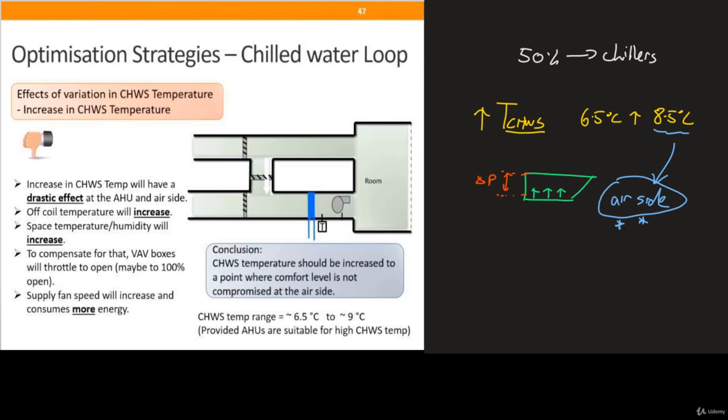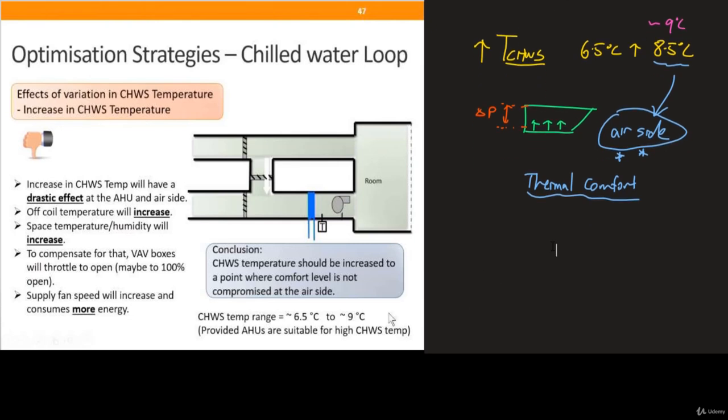So it doesn't mean that it's good to increase the chilled water supply temperature without other consideration. You should increase it to a point where your AHU is able to handle the increase in temperature and the thermal comfort at the air side is not compromised. Usually the highest it can get is around 9 degrees Celsius. Usually you cannot go higher than that. So that's one of the strategies.